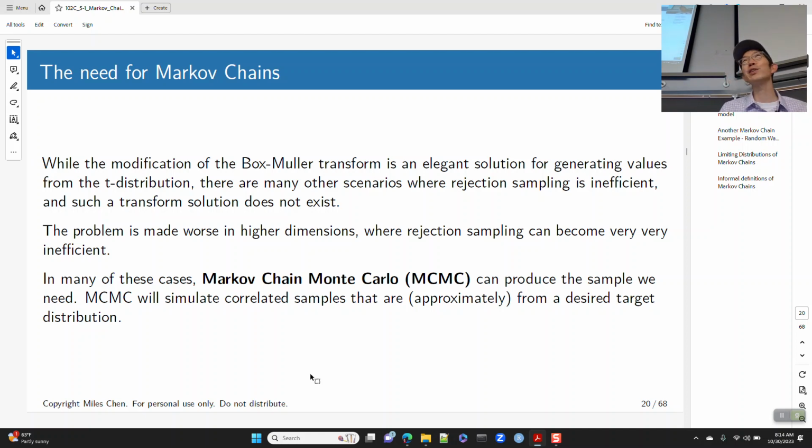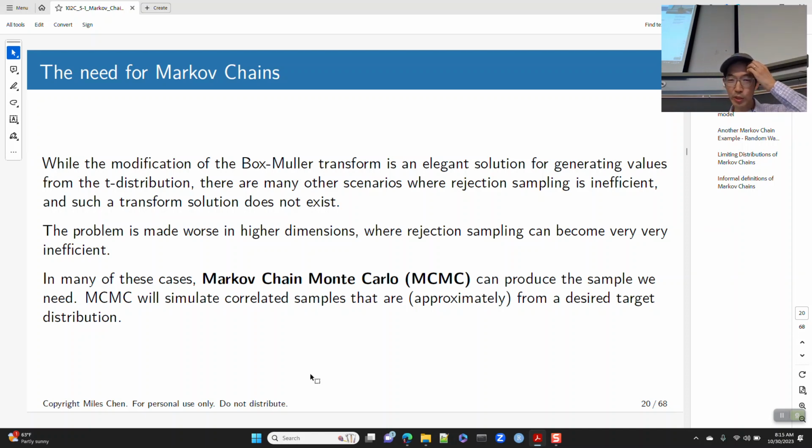So far all of our methods have been pretty much univariate. We had one lecture doing bivariate stuff. But in higher dimensions, which is a thing, sometimes we have distributions that exist in, I don't know, 20 dimensions or something like that. And rejection sampling in those cases can become really, really inefficient.